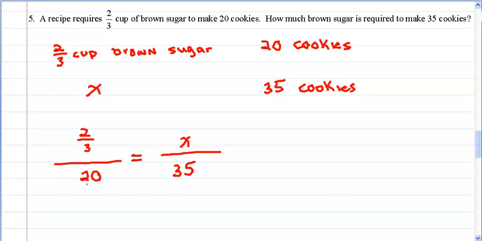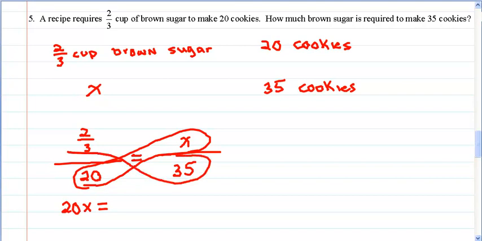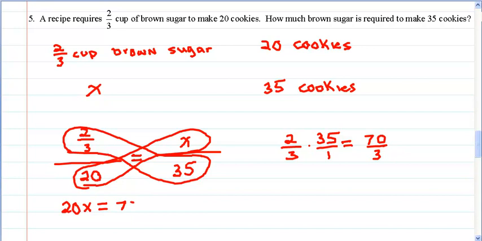Once you have your proportion set up, even with this fraction of 2/3, you still cross multiply so that you have 20x equals 2/3 times 35. So if I work that out on the side, 2/3 times 35, I'm going to write 35 over 1 and multiply straight across, which is 70 over 3. So 20x is equal to 70 over 3.